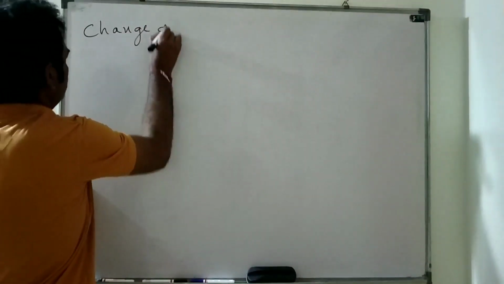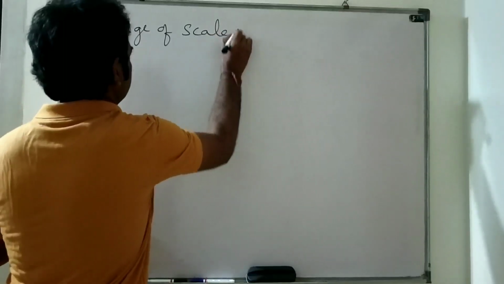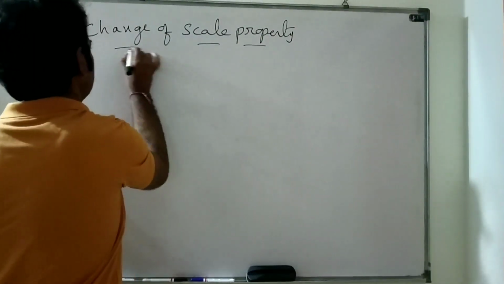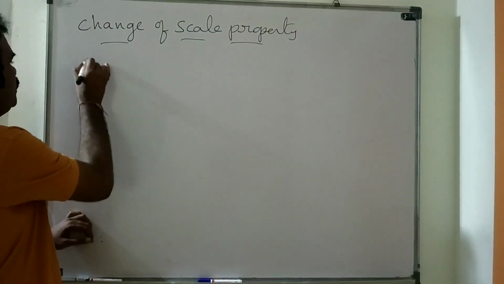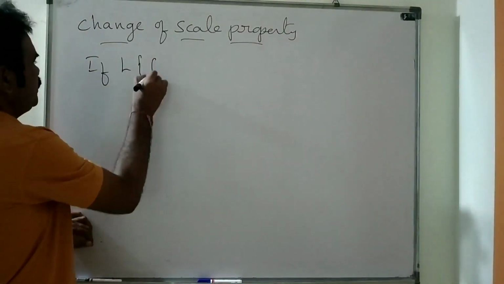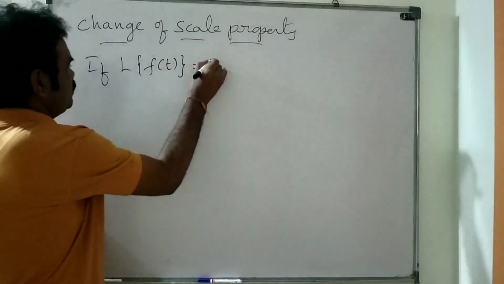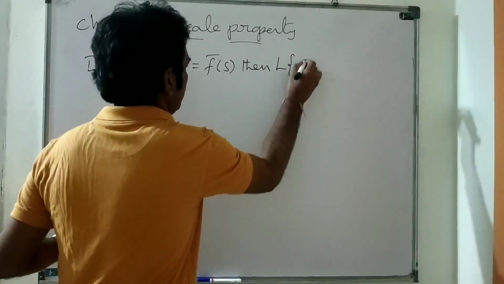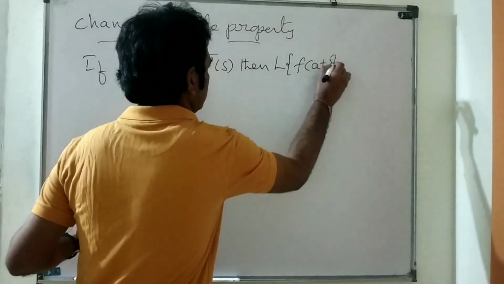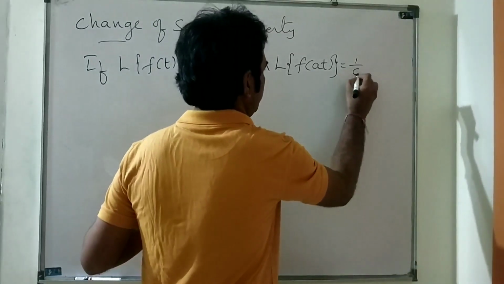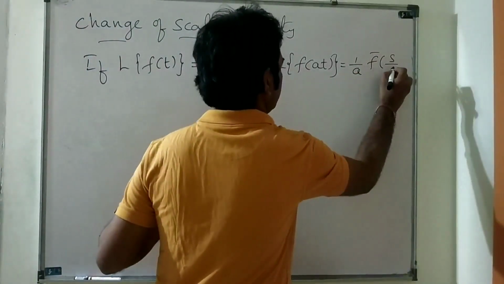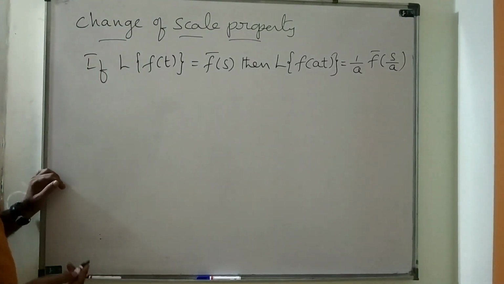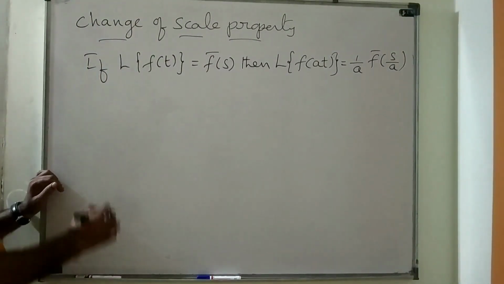Change of scale property. If L of f of t is equal to f bar s, then L of f of a t is equal to 1 by a f bar s by a. This is change of scale property. Let us look at the problems on change of scale property.